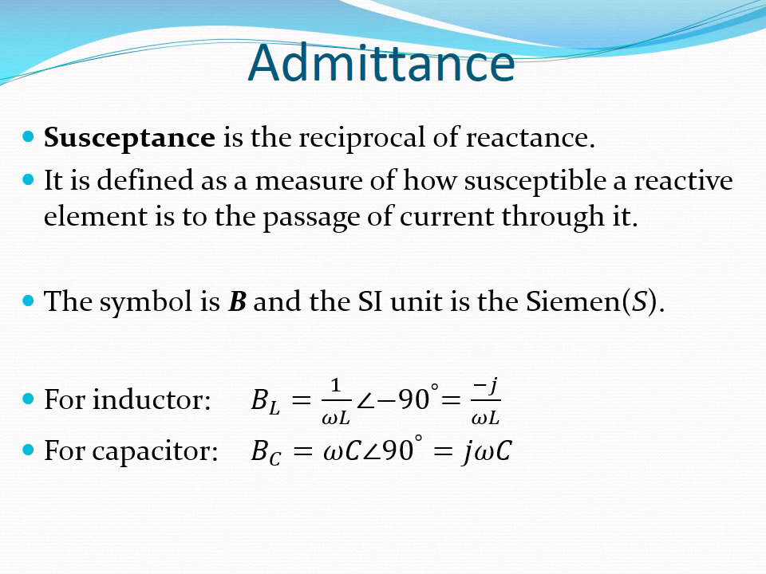For an inductance, susceptance is equal to 1 over omega L at an angle of minus 90 degrees, which is equivalent to minus j over omega L. For a capacitance, susceptance equals omega C at 90 degrees, which is equivalent to j omega C.